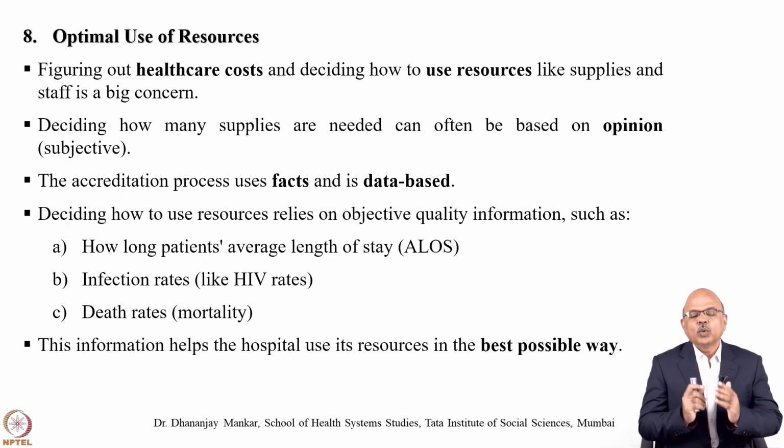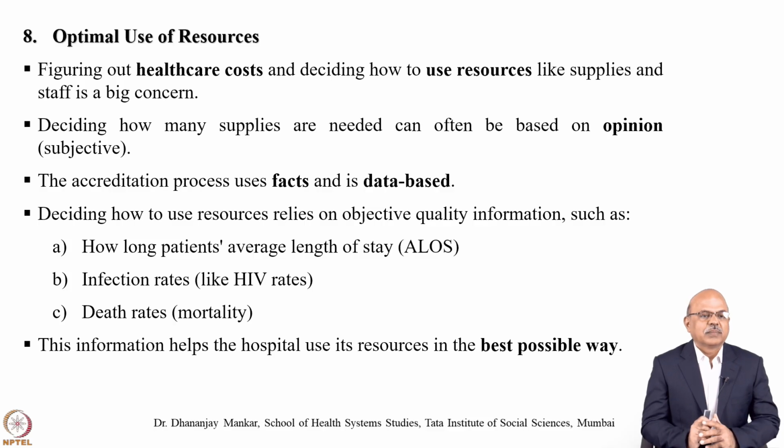What is the optimal use of resources that we need to think about? Figuring out healthcare cost and deciding how to use resources like supplies and staff is a big concern. Deciding how many supplies are needed can often be based on opinion. The opinion can even be subjective.